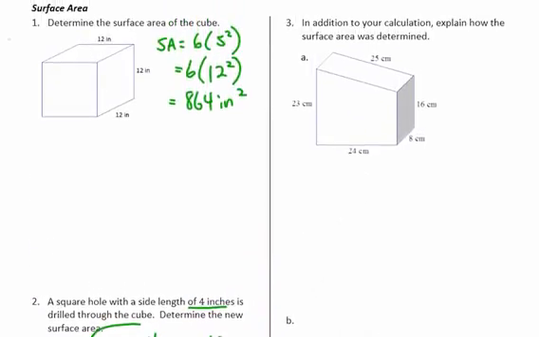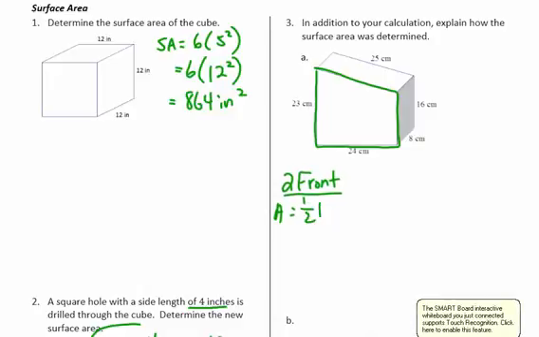Question number 3. The surface area of this shape is a bunch of different pieces, but we do know that the front and back are the same size, and they happen to be trapezoids. You can see that here. So we have twice the front. That's the front and the back, so I'll figure that out first. And the formula for that is half height times base 1 plus base 2.